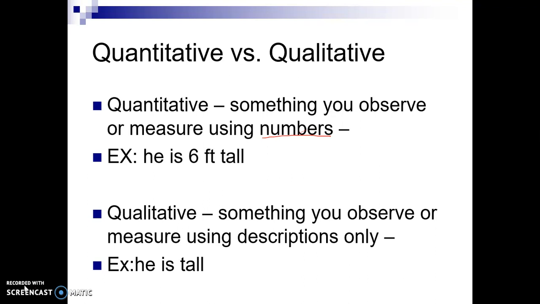Second, what is qualitative data? Qualitative data is something you observe or measure using description only. Going back to the same example, if you say the car which was moving was of red color, here there are no numbers involved, but you are measuring something with your description, which is red color. So this is qualitative data. You have to differentiate between quantitative and qualitative data when you're interpreting and putting them into tables.